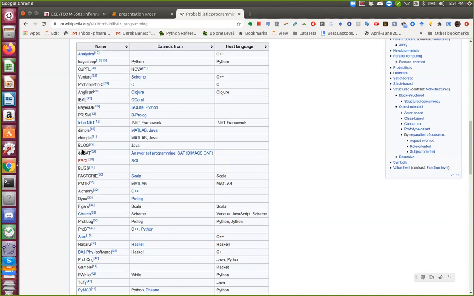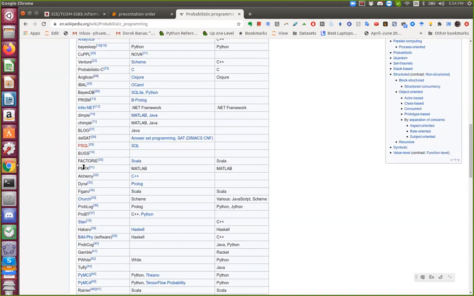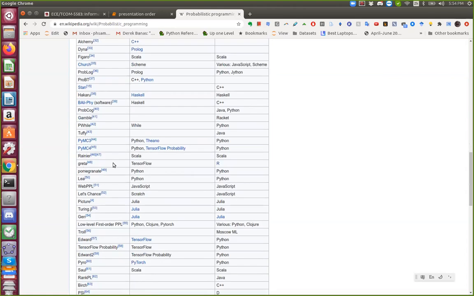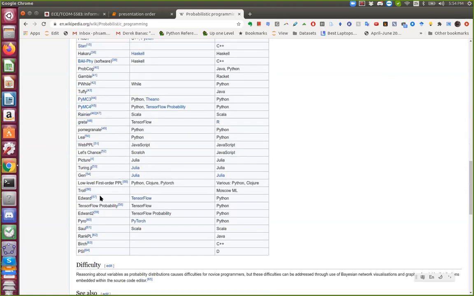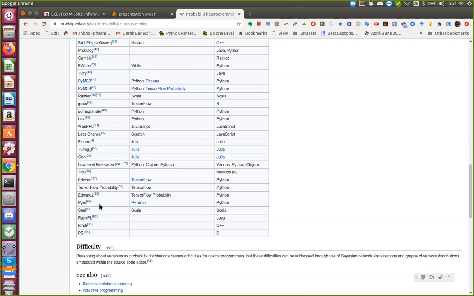But I believe still many people use that. And if you want to go for something more modern, as I mentioned earlier, you can go for Pyro. It's based on PyTorch. And also you have libraries based on TensorFlow as well, for example, Edward and so on.